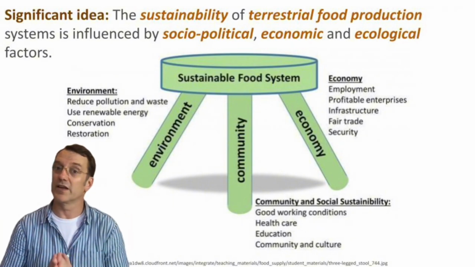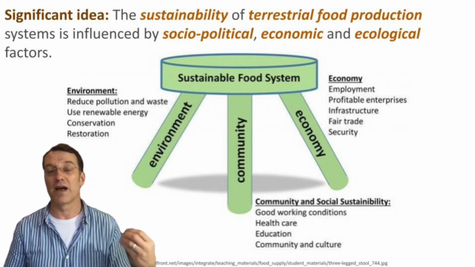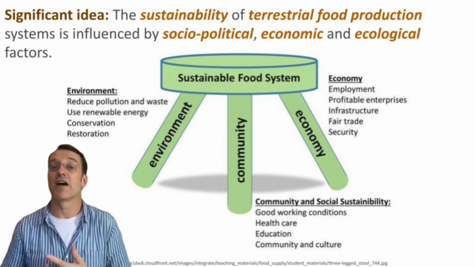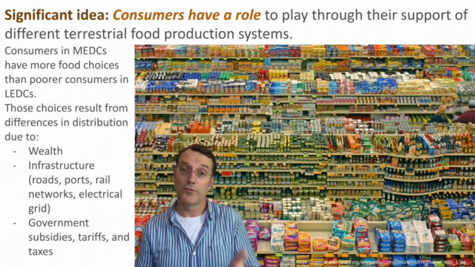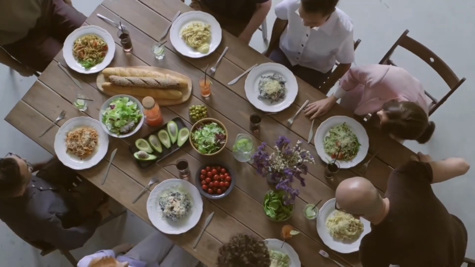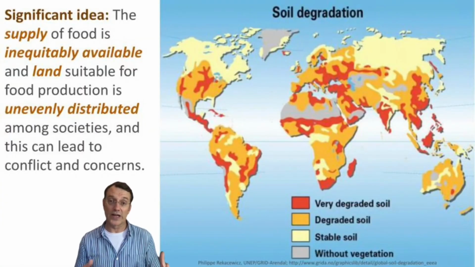Just like a three-legged stool needs all its legs to stand, sustainable food production requires a balance of social, economic, and environmental considerations. Consumers play a big role in the system through their food choices, which can support or challenge different production methods. Food availability varies greatly around the world.